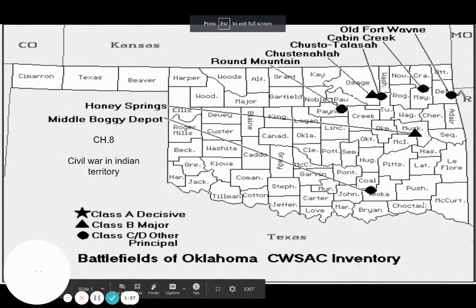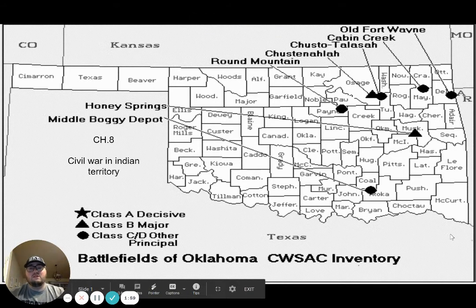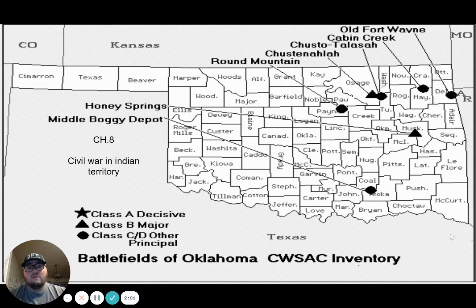Okay, so here's a good little map of where some battles took place near and around Tulsa and also the greater state area as well. Honey Springs and Middle Boggy Depot, those are the two we're probably going to focus on the most. The other ones in the northern parts of the state were more minor battles in a sense. But the Honey Springs one was by far the biggest one we're going to talk about.